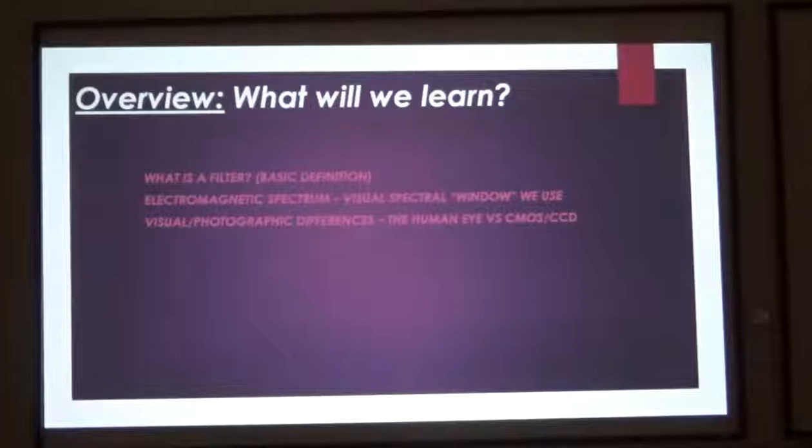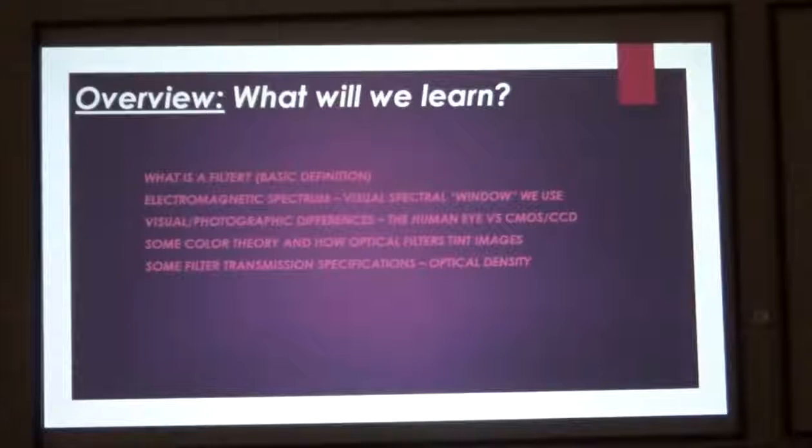Believe it or not, a lot of people don't think of the human eye as a sensor, but it really is. We implicitly do, but we don't really think about it. It's important to look at those differences. We'll be looking at color theory a little bit and how optical filters tint images. This is mainly geared towards planetary imaging to a point, but mostly on the visual side. There are some subtle things that people need to understand. We'll look at some specifications.